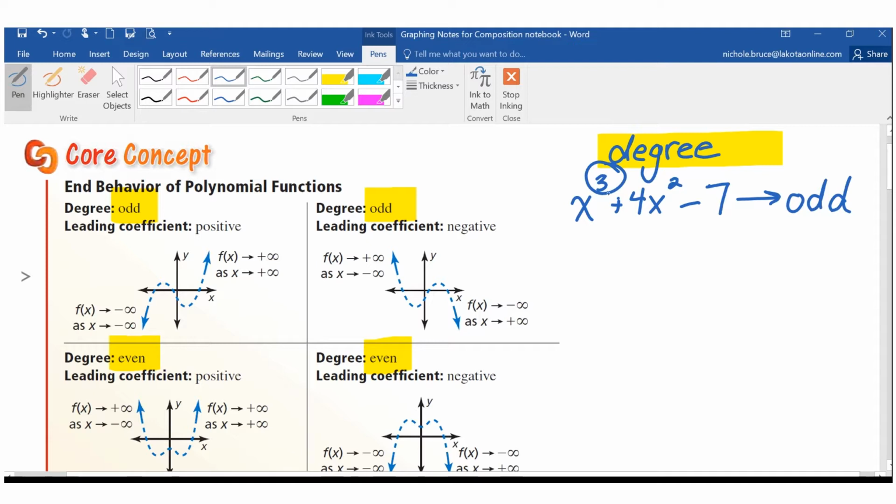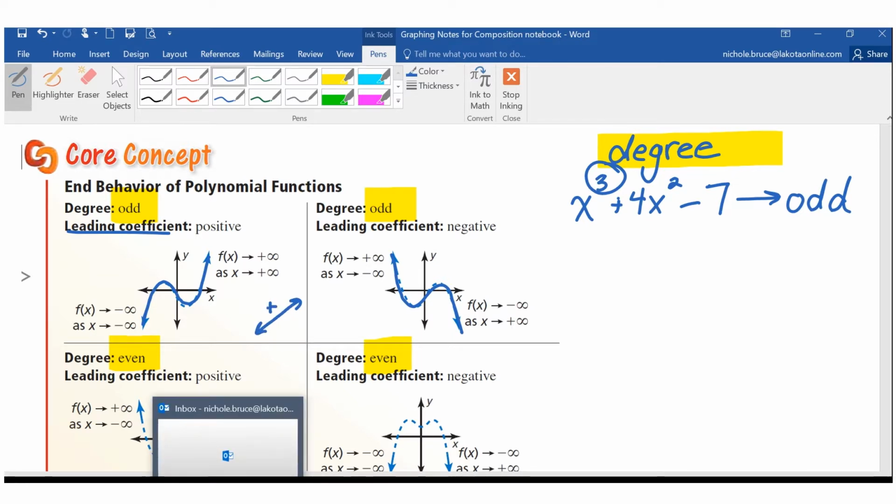An odd function is going to snake up to the right and down to the left, or down to the right, sorry. And whether it goes up to the right or down to the right is determined by whether it's a positive or a negative leading coefficient. You can see it says if the leading coefficient is positive, then it goes up to the right, which reminds me of a linear function. This is a positive slope, and then a linear function with a negative slope goes down to the left. And so these kind of mirror that.